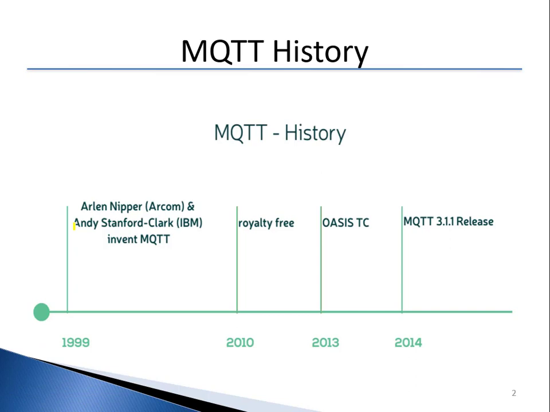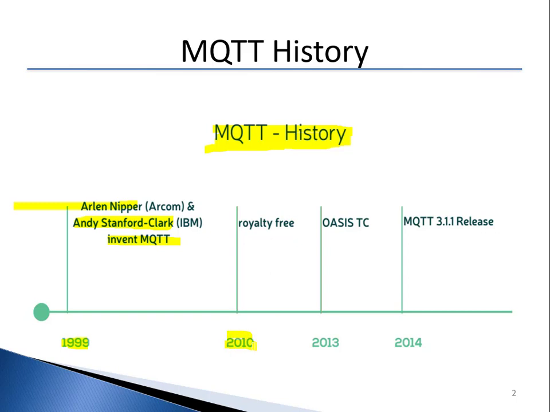So we'll start with the history of MQTT. If you look at MQTT, this technology came into the picture in 1999. There is a company named IBM, and they invented this MQTT. There are two engineers: one is Arlen Nipper, from Arcom, and the other is Andy Stanford-Clark from IBM. They invented this particular MQTT, and then in the year 2010, it became royalty free.